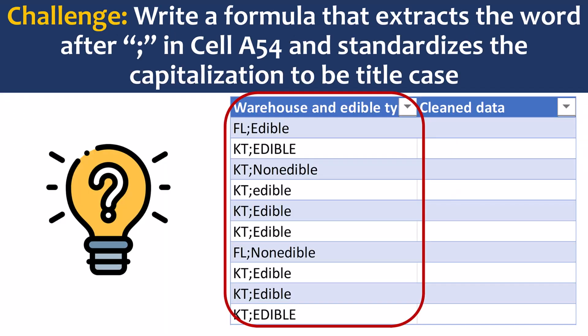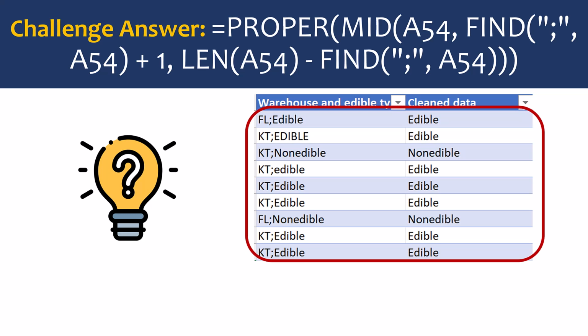Now here's a challenge for you. Have ChatGPT write a formula that extracts the word in cell A54 after the semicolon and standardizes the capitalization of the word to be title case. Here is the answer. =PROPER(MID(A54, FIND(";",A54)+1, LEN(A54)-FIND(";",A54))), etc.